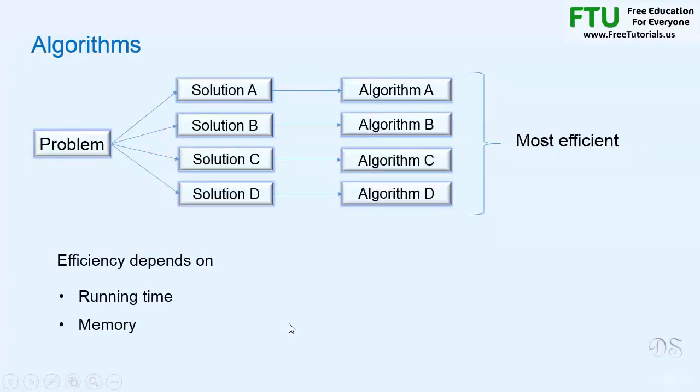There can be other measures of efficiency also, like network usage or disk usage, but these are the two factors which are most important. From these two factors also, we are generally more concerned about the running time of the algorithm. So in the next lecture, we'll see how we can compare algorithms based on their running time.